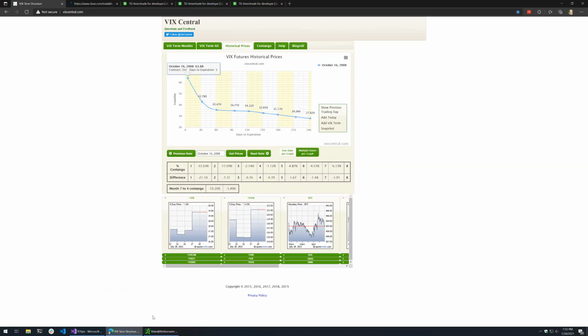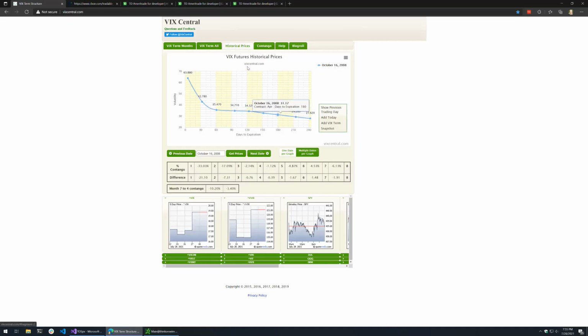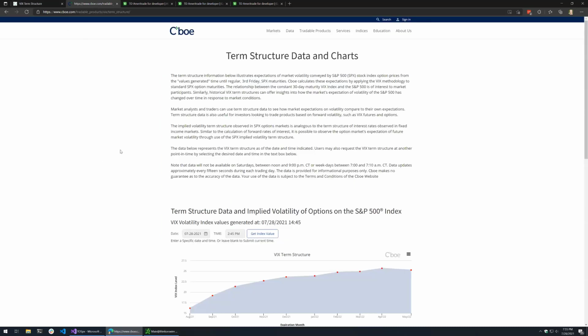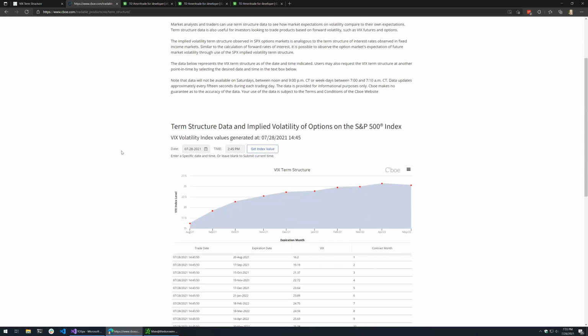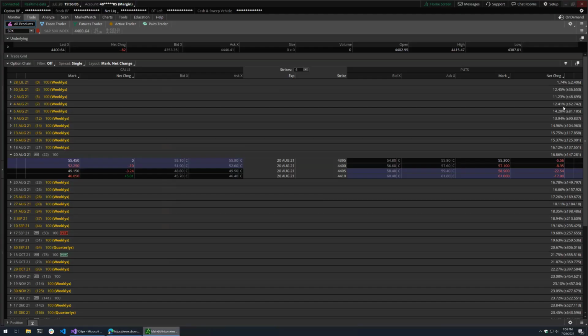But if you wanted to actually pull up this information in a chart similar to what we have here, then you can go to the CBOE website, okay? And the CBOE website has the term structure data for the individual chains and puts it into graph form for you. So these numbers here correlate with each expiration, just as they're basically the same numbers as these over here.